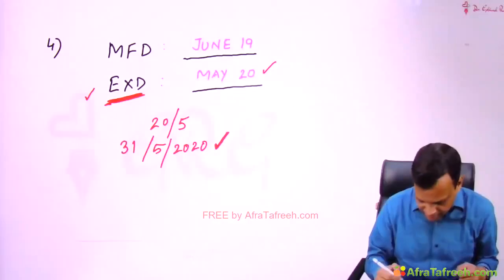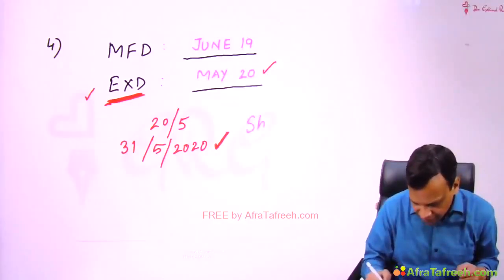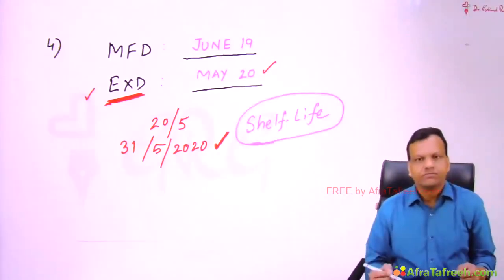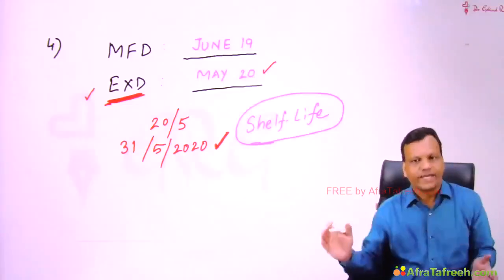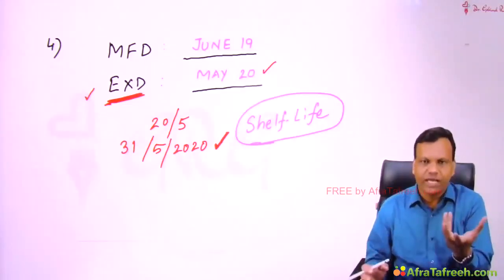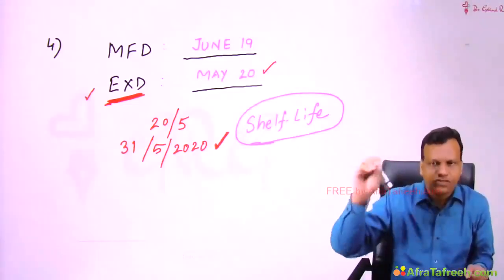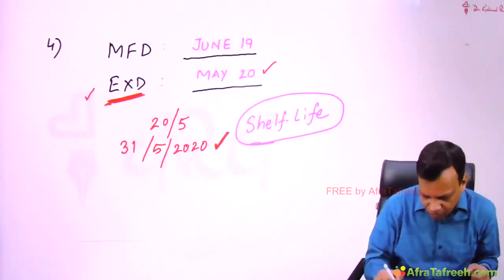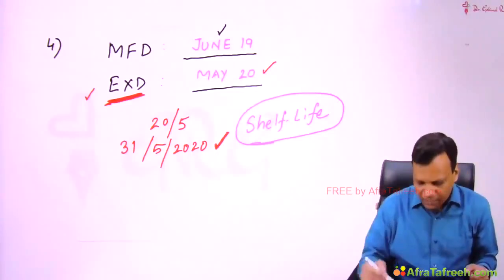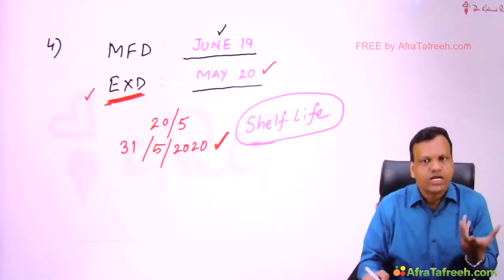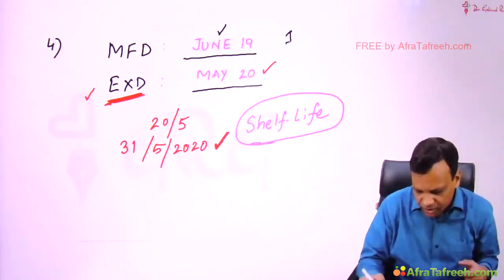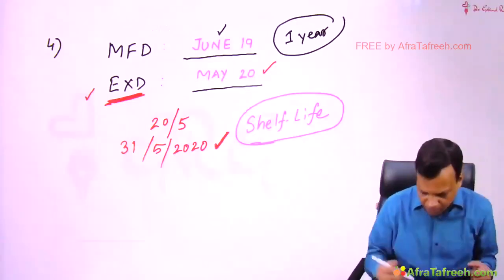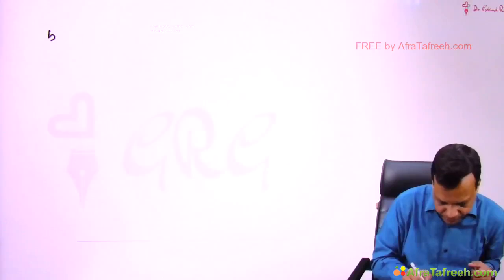Then lastly, there is a term called shelf life. Shelf life is the time from manufacturing date to expiry date. Or in simple language, we can say till what time the drug can be kept on the shelf of the pharmacist. Like in this example, if the drug is manufactured on 1st June 2019 and we can use it till 31st May 2020, that means shelf life is 1 year. Okay? So that is about the manufacturing and expiry date.